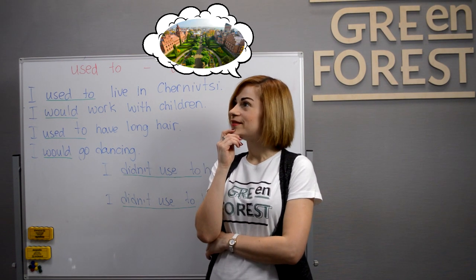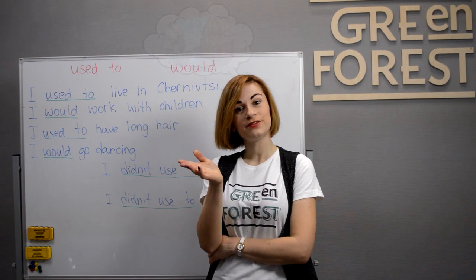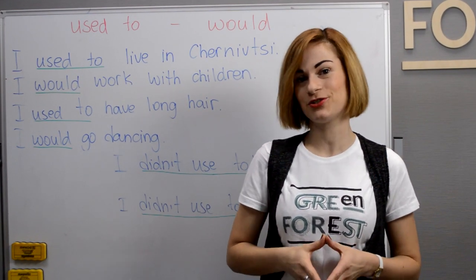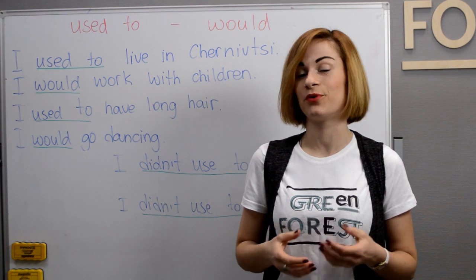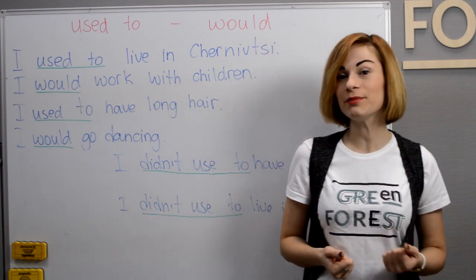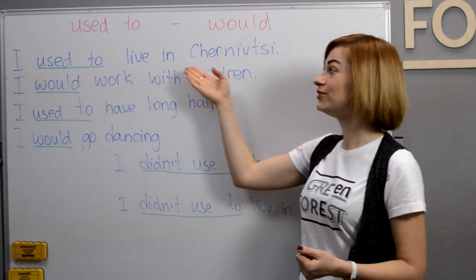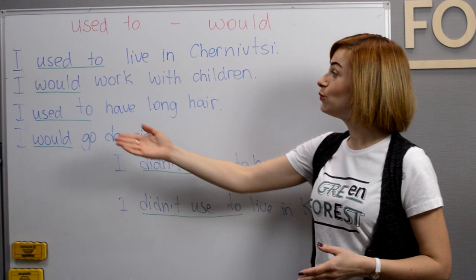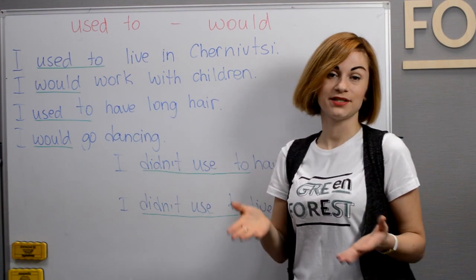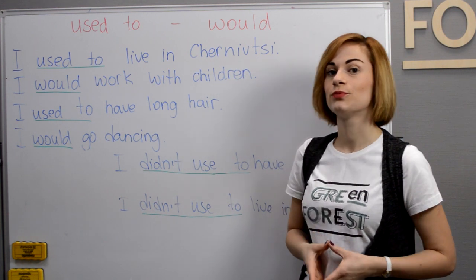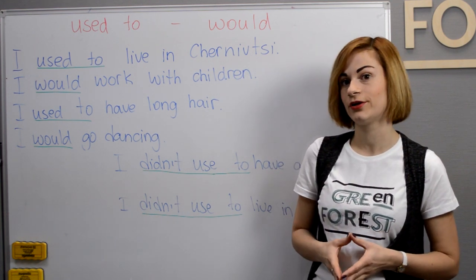Oh, memories, memories. I used to live in Chernivtsi and I would work with children. Yes, today we're talking about our memories and our past habits. So let's go back to our examples. Some time ago, I used to live in Chernivtsi, but now I live in Kiev. I would work with children, but now I work with adults. Both of the sentences refer to my past habits, which no longer continue.